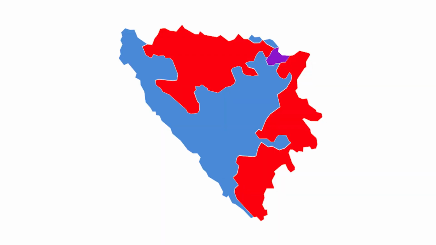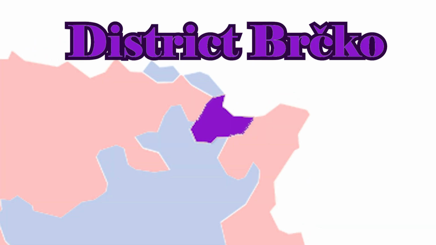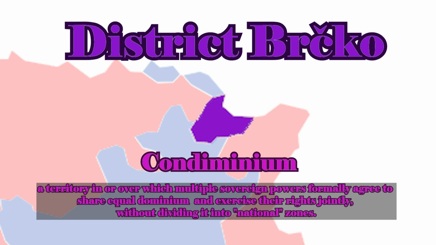Exceptions to this rule of course exist, as drawing the lines to encompass an ever-changing demographic landscape is, to put it mildly, kind of difficult. There also exists the district Brčko, a condominium between the 2 entities.